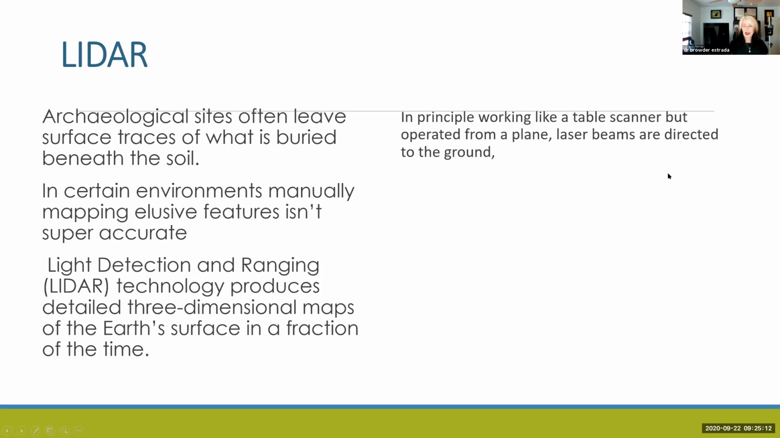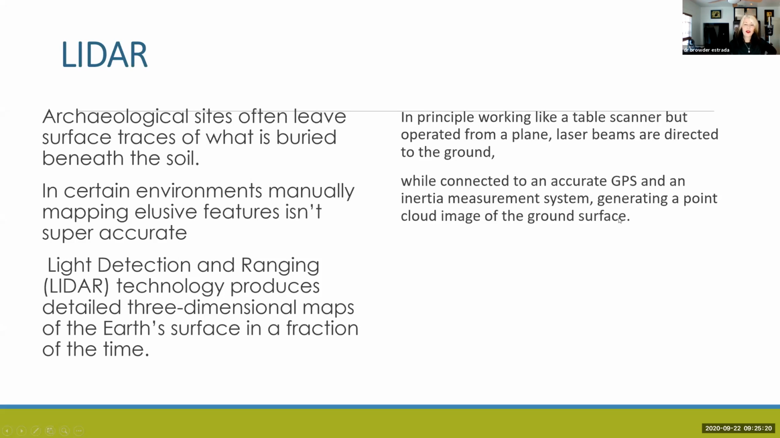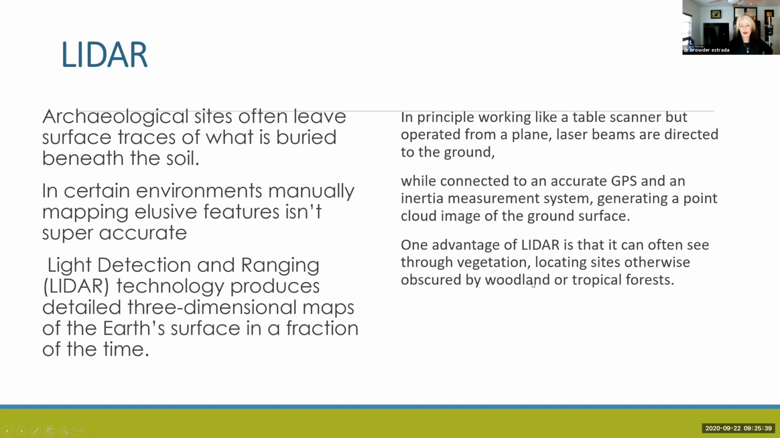It kind of works like scanning something on a table scanner, but it operates from a plane, and the laser beams get directed to the ground. As the pulses come back up, it's connected to a GPS system and a measurement system for the speed of it, and it will give you what they call a point cloud image over the ground. But here's the biggie. The biggest advantage, and the reason it's changed everything in places in the world, is that it can see really well through vegetation.